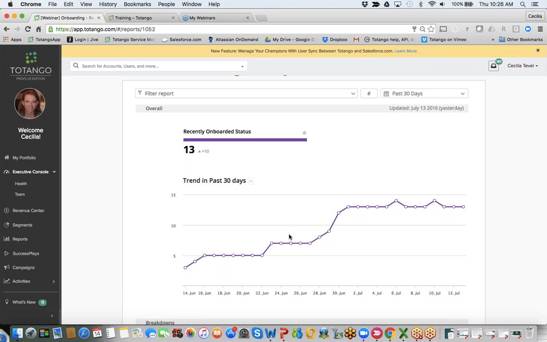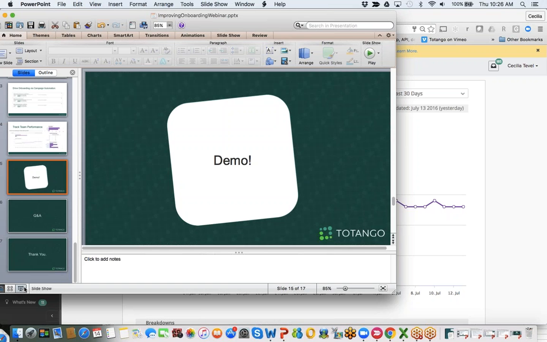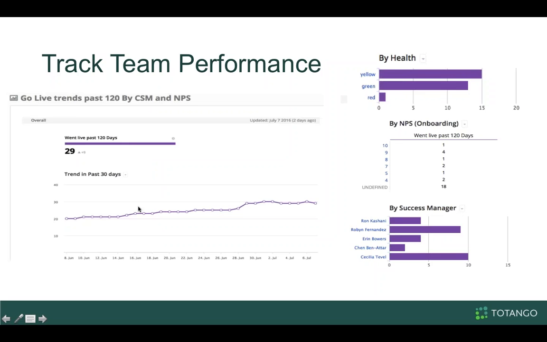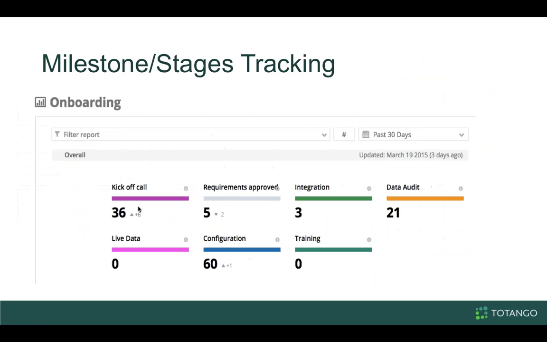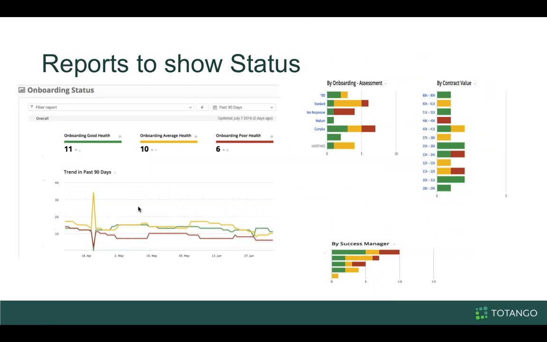So I wanted to go back to a couple of slides that I think you may not have seen, as I was in a slightly different mode. I'm just going to highlight some of the slides that we covered really quickly, to give everybody a chance to view them with a little better visibility. This is the one that we talked about for reports to show status. We had a different breakdown for all customers in good health, average health, and poor health, broken down by customer success managers and their onboarding assessment.